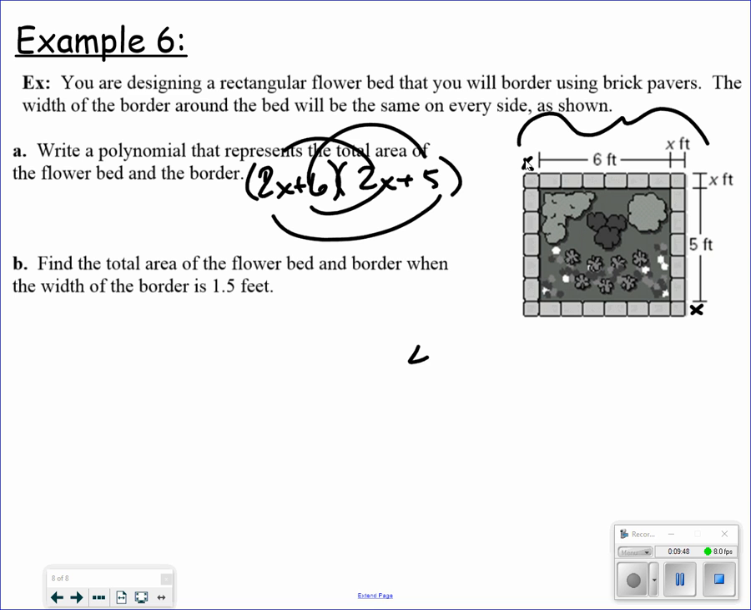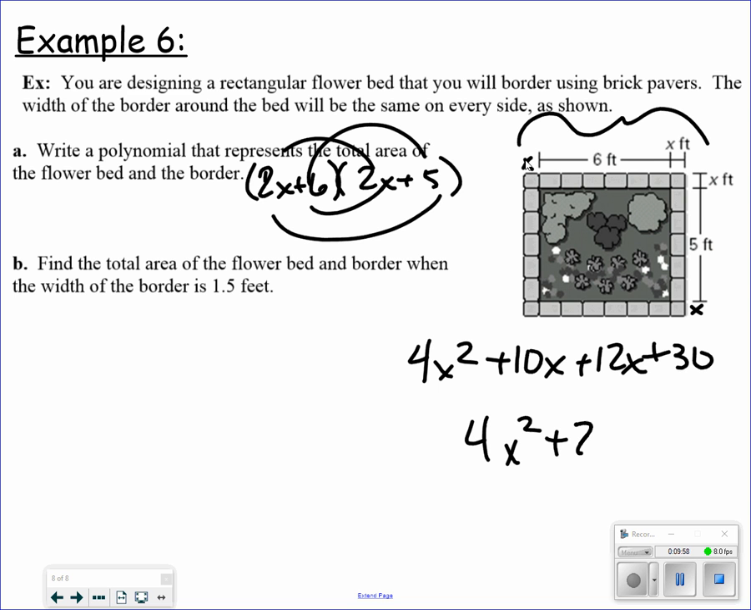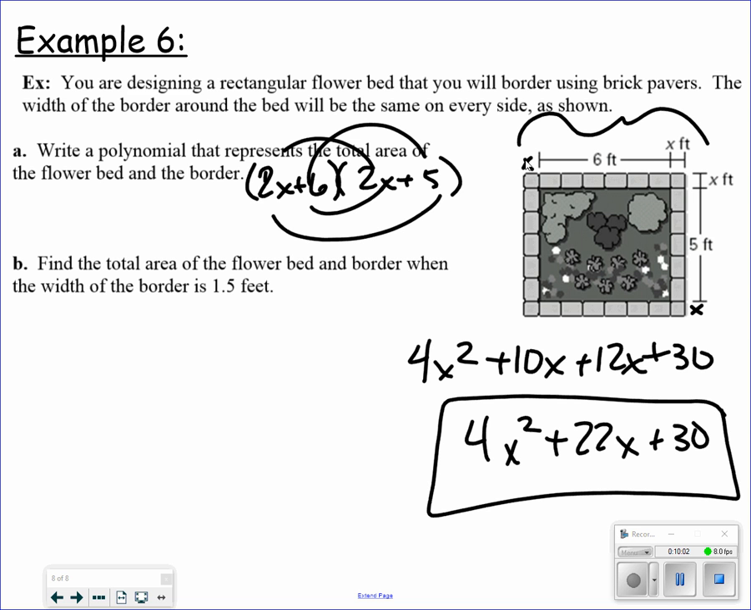So 2x times 2x, 2x times 5, 6 times 2x, and 6 times 5. So if they ask me for the polynomial of the flower bed, that's what it would be. Now, find the total area of the flower bed if the border that we're using, the x, is 1.5. So what they want me to do is take the area and put 1.5 in for all the x's.